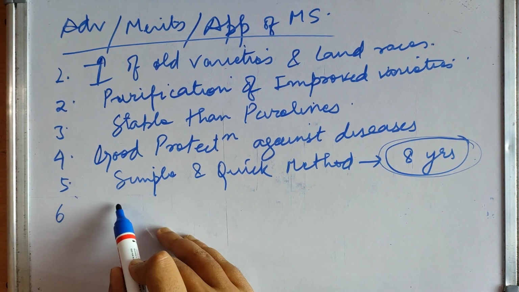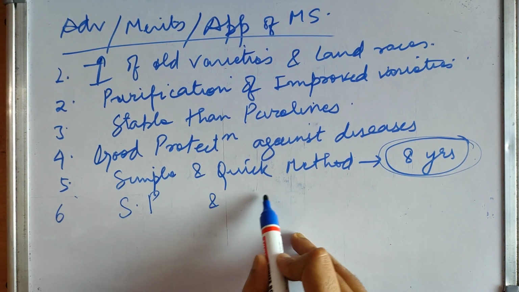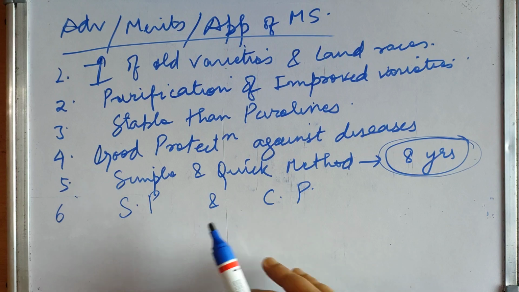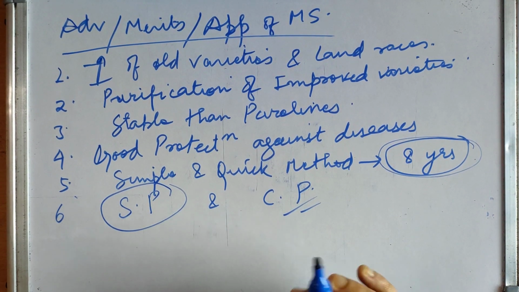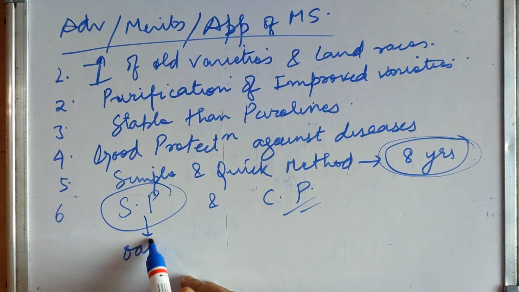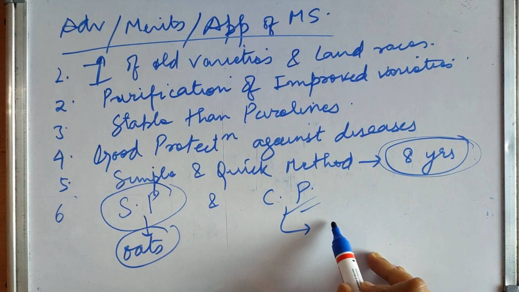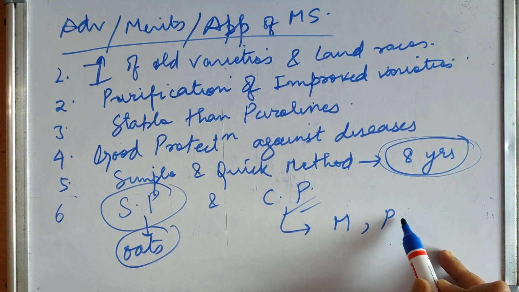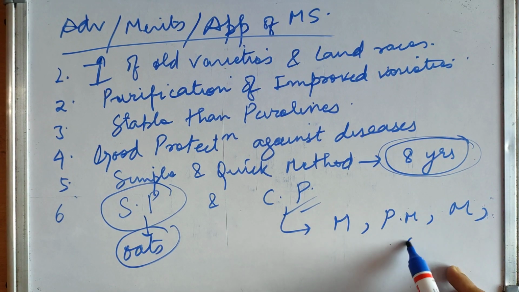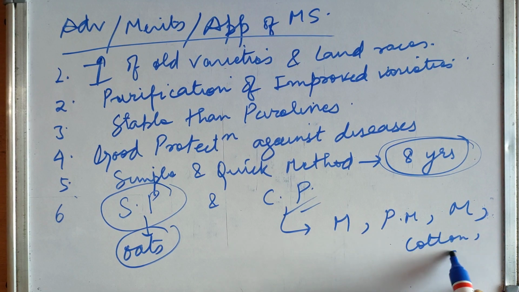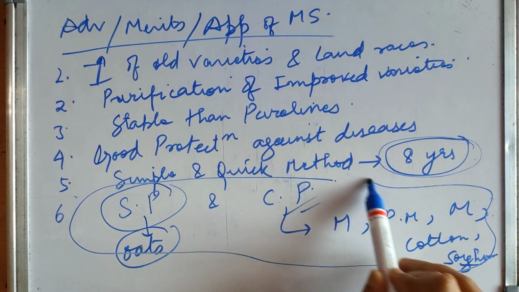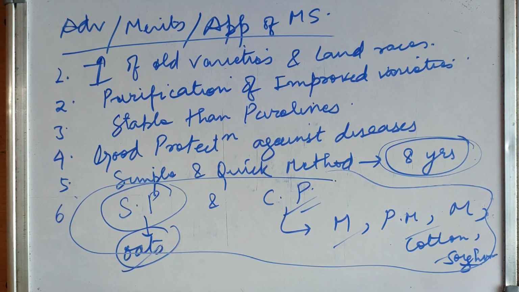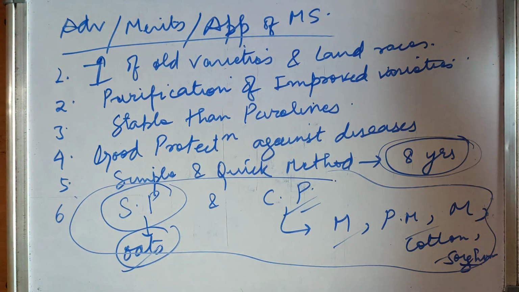It is applicable to both self-pollinated and cross-pollinated crops. However, it is used more in cross-pollinated and less in self-pollinated crops, but applicable to both. Self-pollinated crops such as oats, while cross-pollinated crops include maize, pearl millet, mustard, cotton, sorghum, etc. You can add this in achievements also. New varieties of these crops have been improved through mass selection.